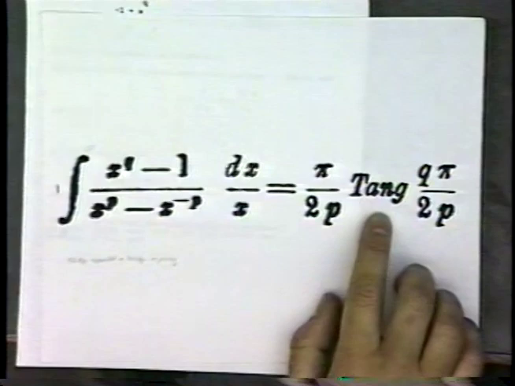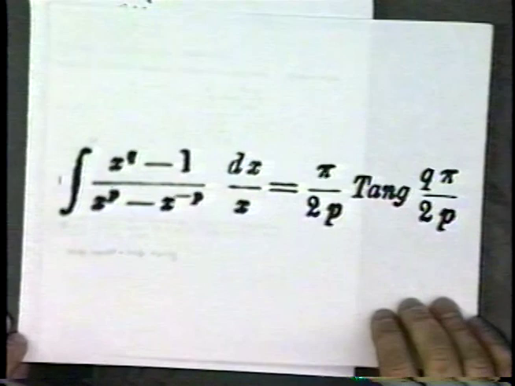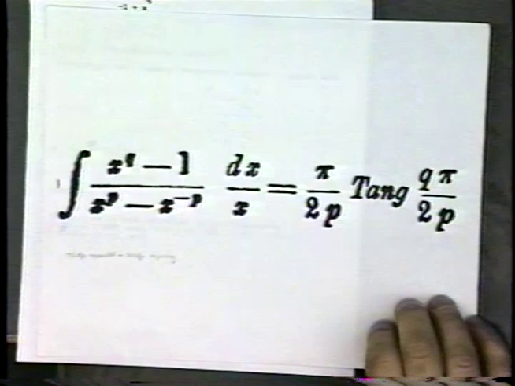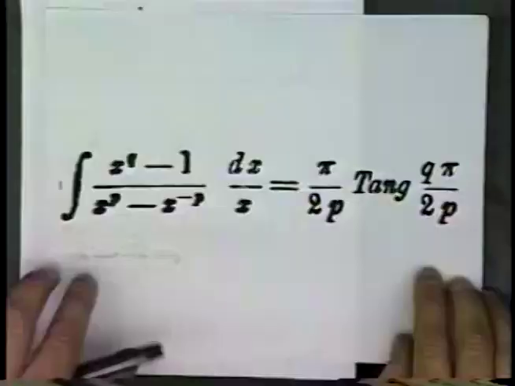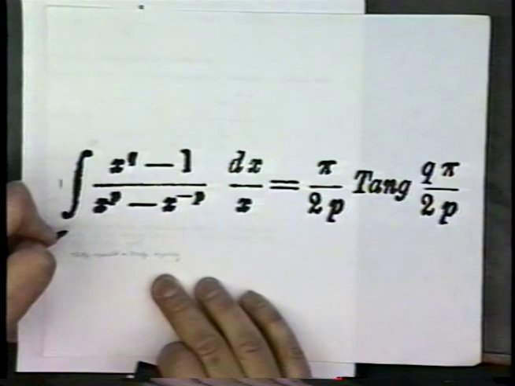The reason this is wrong is when q is 2 and p is 1, the answer is infinite. And this formula, it's from 0 to infinity, does not cover that situation.